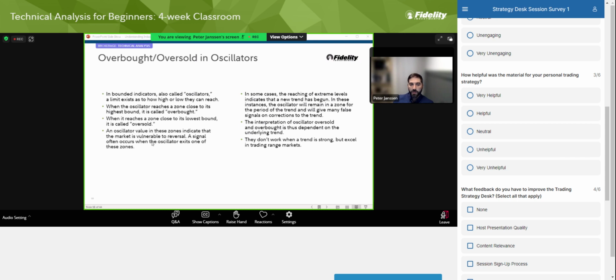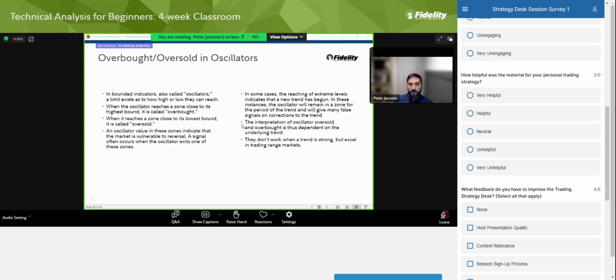This next bullet point is crucial, though, and it's one that you certainly want to read hand in hand with these first couple. That oscillator value in these zones indicates that the market is vulnerable to a reversal. Doesn't mean that it's imminent, easy for me to say. Vulnerable is the key there, but the signal often occurs if and when that oscillator exits one of these zones. I think when many clients learn about these types, they say, okay, it makes sense. It's overbought. I guess that means I'm late. I've got to get out, or I can't chase it here and now.